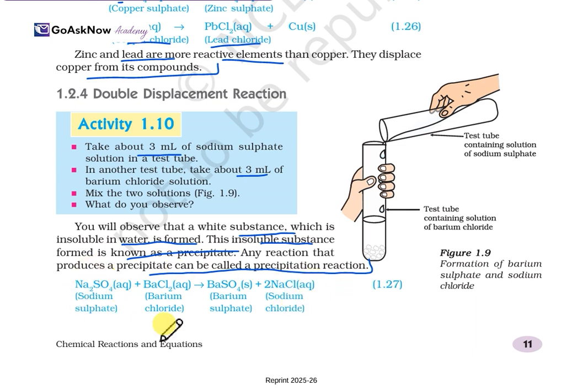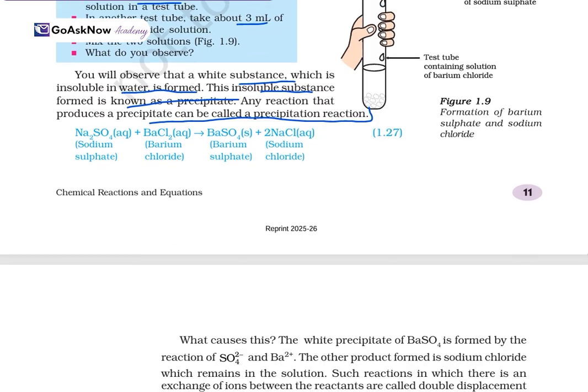So sodium sulfate and barium chloride are both working as reactants. As products, what you are getting is barium sulfate and, second, sodium chloride. So this is a double displacement reaction, as is very clear from this chemical reaction.